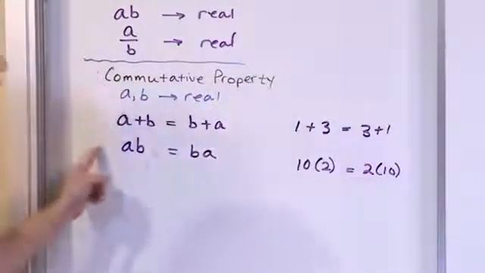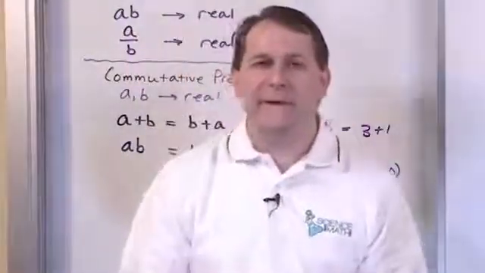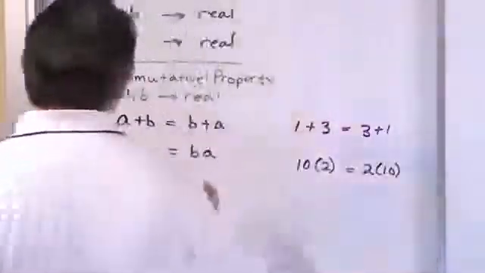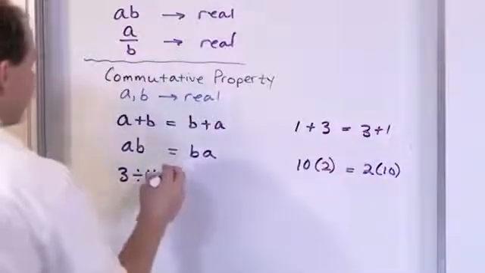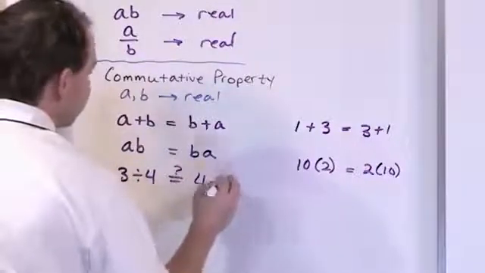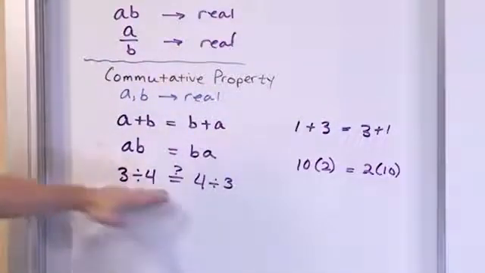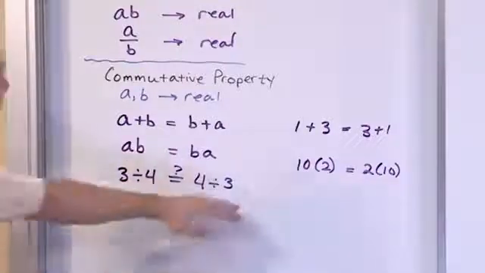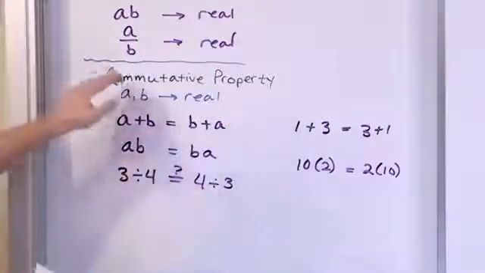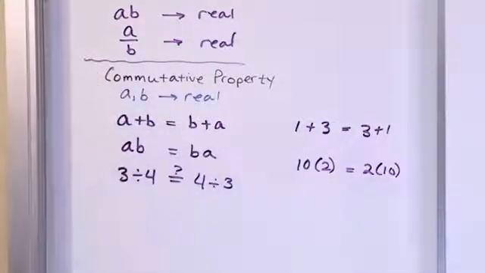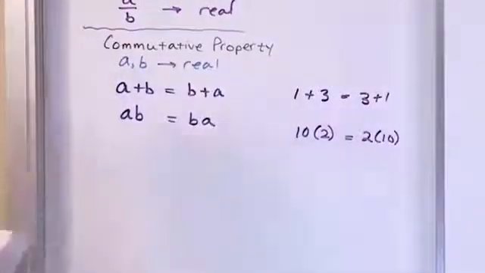Notice there is no commutative property of division, for instance, because that is not commutative. Let me ask you a question, 3 divided by 4. Is that the same thing as 4 divided by 3? Well, of course not. These are not the same thing. 3 divided by 4 is a fraction, 0.75 or 3/4. And 4 divided by 3 is actually larger than 1. So these two things are completely not the same. So the commutative property does not apply to division. The commutative property only applies to addition and multiplication.